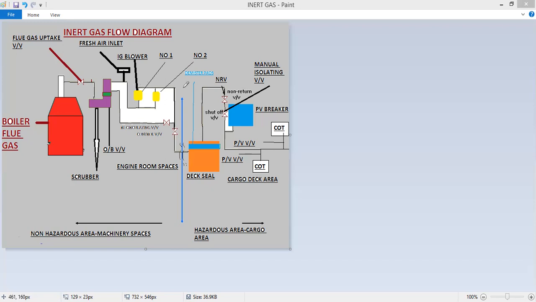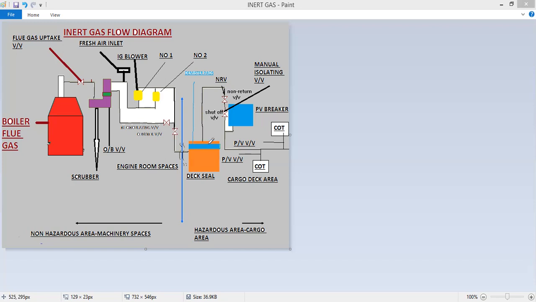So basically this is the inert gas system flow diagram. From the boiler it goes to the scrubber, from the scrubber it goes to the blower, from the blower it goes to the deck seal, from the deck seal it passes to the NRV, and it passes into the IG line and to the cargo oil tanks. After the NRV, there is a manual isolation valve. This manual isolation valve isolates the hazardous and the non-hazardous spaces. So basically there are these additional features, so even if one system fails, there are other systems in place to control the flow of flammable gases back into the non-hazardous spaces.